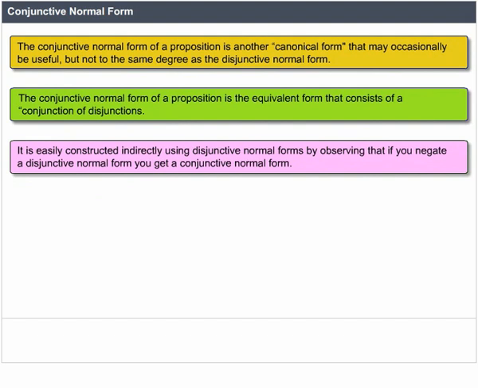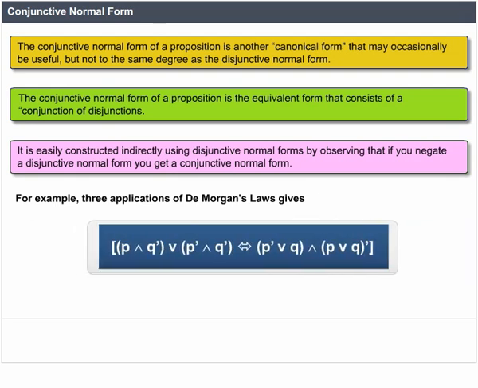For example, 3 applications of De Morgan's laws gives P and Q dash or P dash and Q dash if and only if P dash or Q and P or Q whole dash.